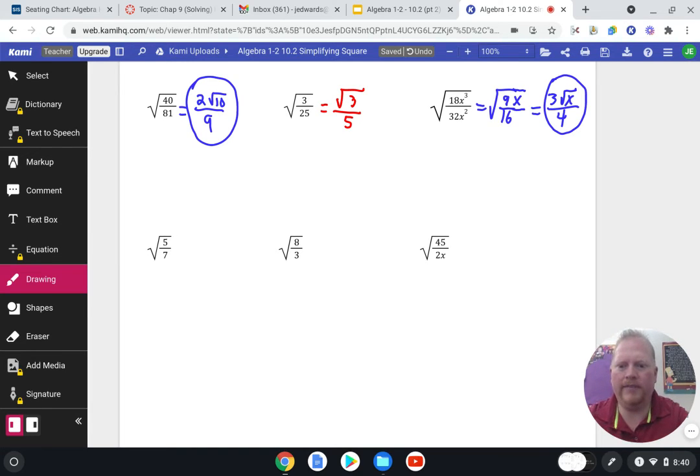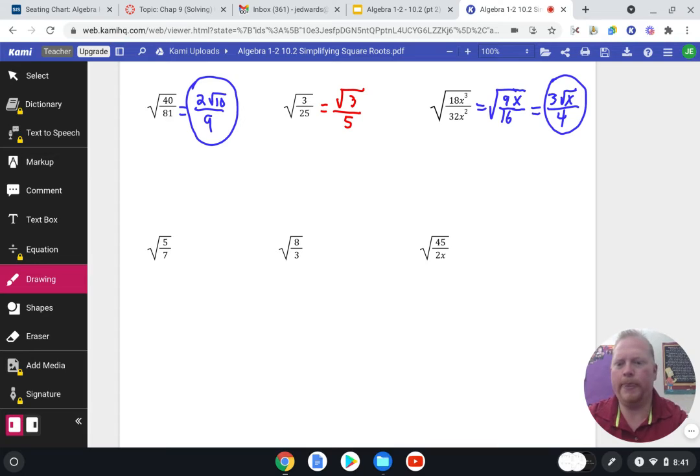All right, square root of 5/7. 5's not a perfect square. 7's not a perfect square. 5 and 7 can't reduce. So all the tricks that we've learned so far, nothing's working. There's no way to get that 7 to be a whole number unless we do a process called rationalizing the denominator. It's a process where we take that denominator and magically turn it into a whole number.